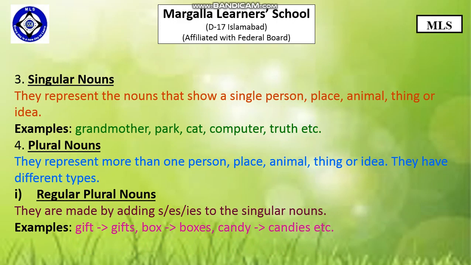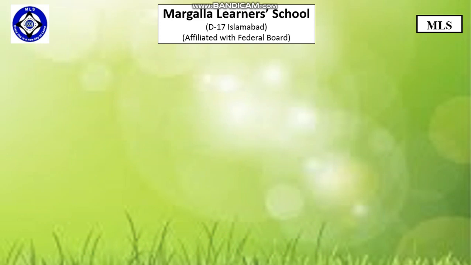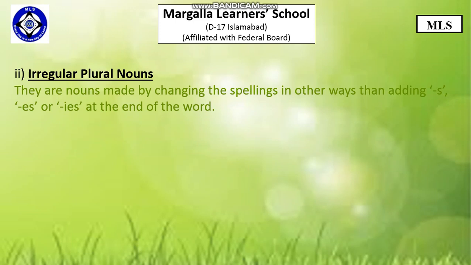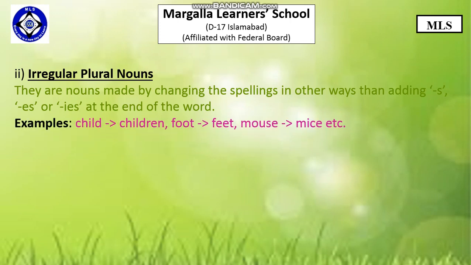The second type of plural noun is irregular plural nouns. They are nouns made by changing the spellings in other ways than adding s, es, or ies at the end of the word, which means that in irregular plural nouns, you do not add s, es, or ies. For example, let's look at those words. Child changes to children. Foot is changed to feet. And mouse is changed to mice. Do you see the difference between regular and irregular nouns?